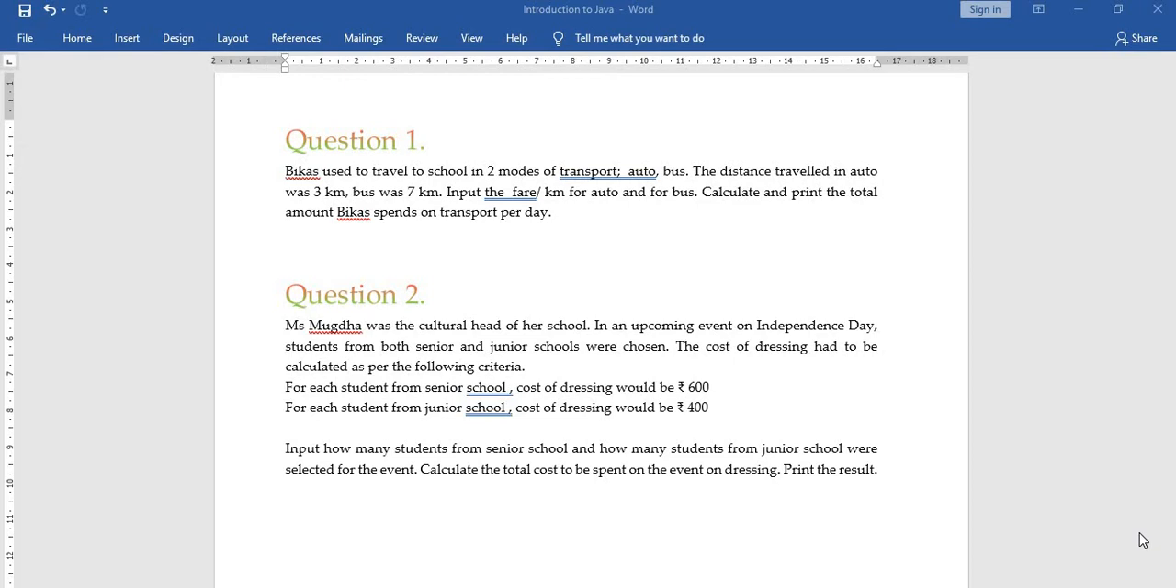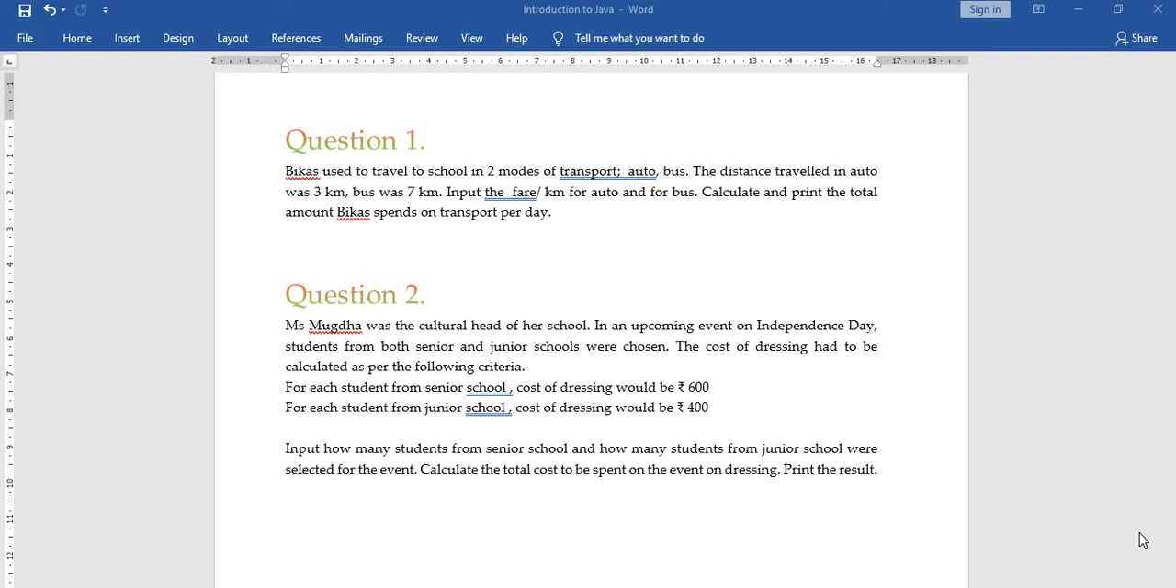The answer will come up a little later. Coming to the second question, it says, Miss Mugdha was the cultural head of a school. In an upcoming event on Independence Day, students from both senior and junior schools were chosen. The cost of dressing had to be calculated as per the following criteria. For each student from senior school, the cost of dressing would be rupees 600, and for each student from junior school, the cost of dressing would be rupees 400. Whatever the other expenses are, that will be taken care of in another question.